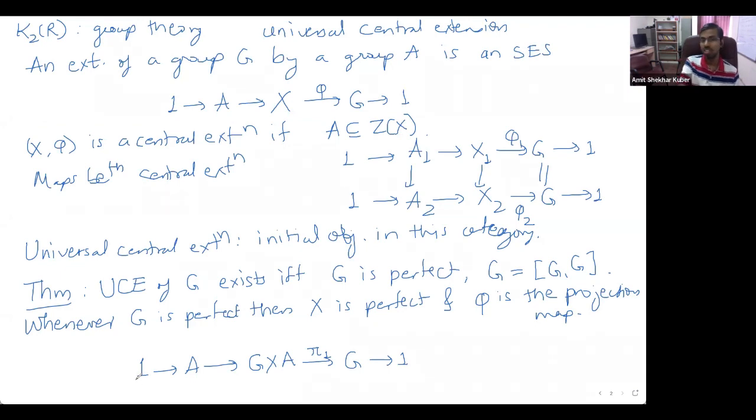So whenever a universal central extension exists, it has to be of this form. This is a theorem in group theory. And therefore, obviously, because we know that there is one special group which is perfect, which is ER, we are going to study the universal central extension of ER.